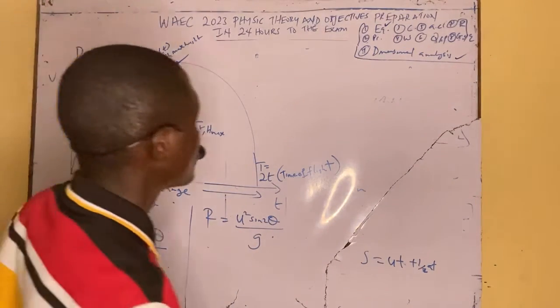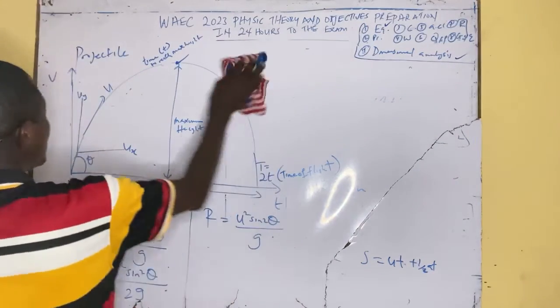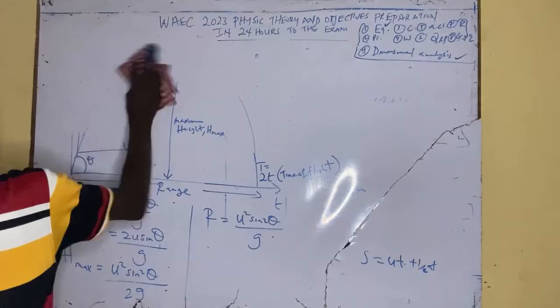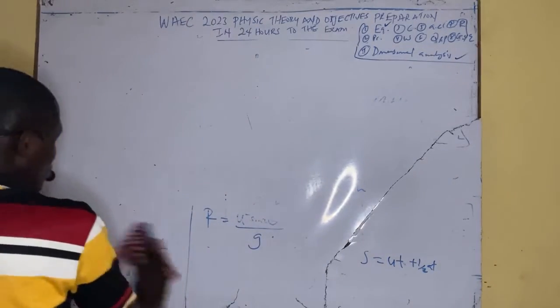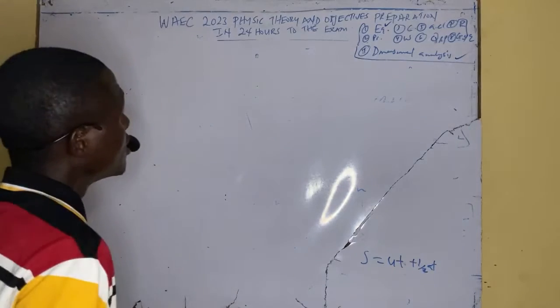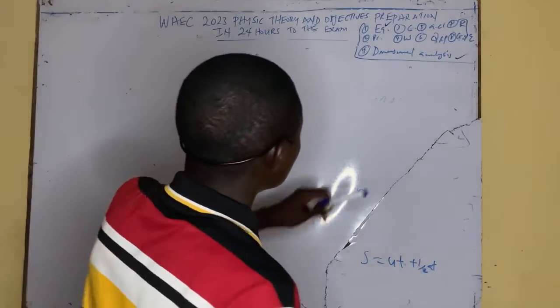So that's that about projectile, to save our time. The next one is number 4, which I use W to represent.